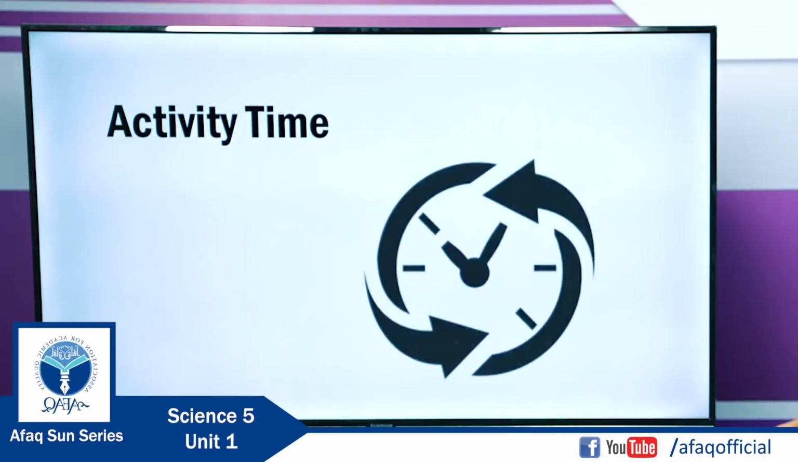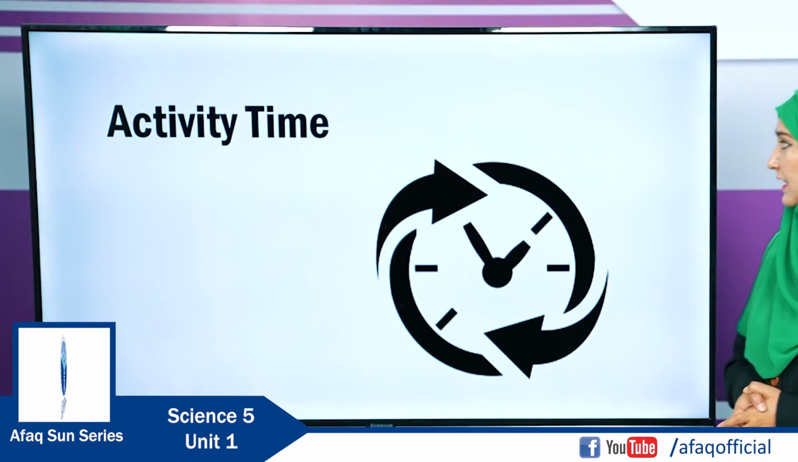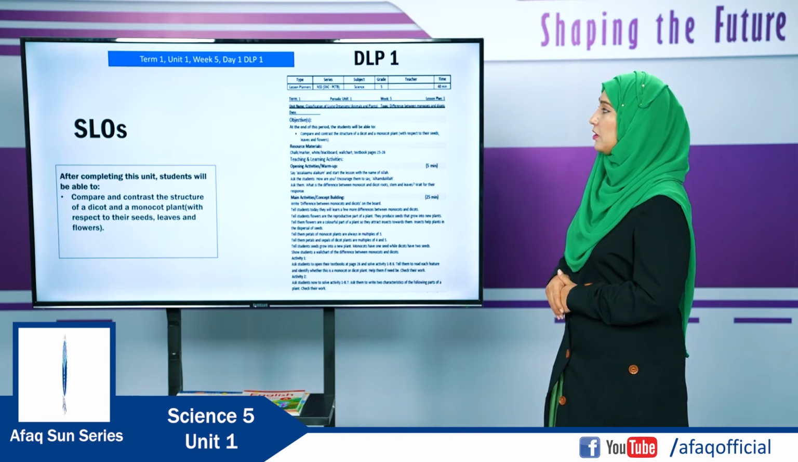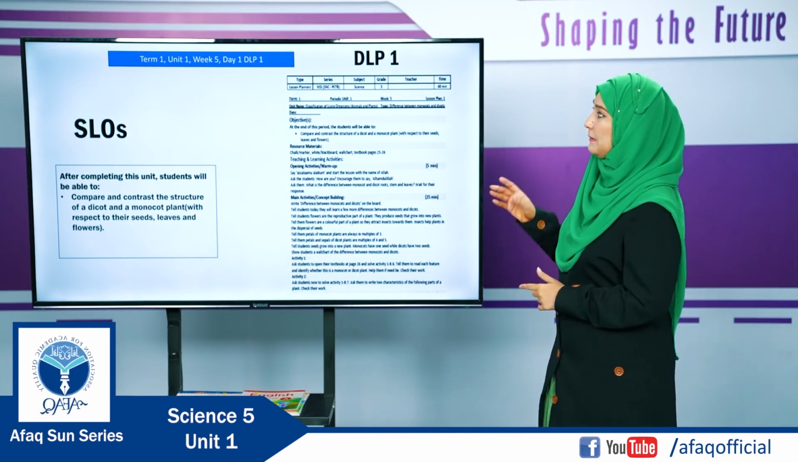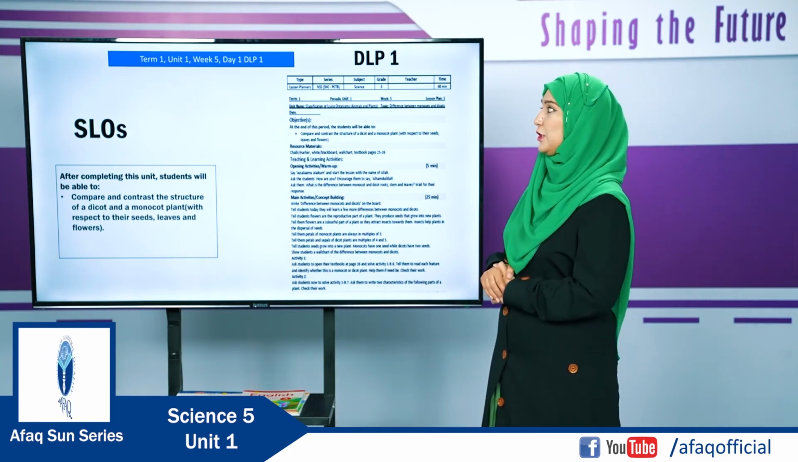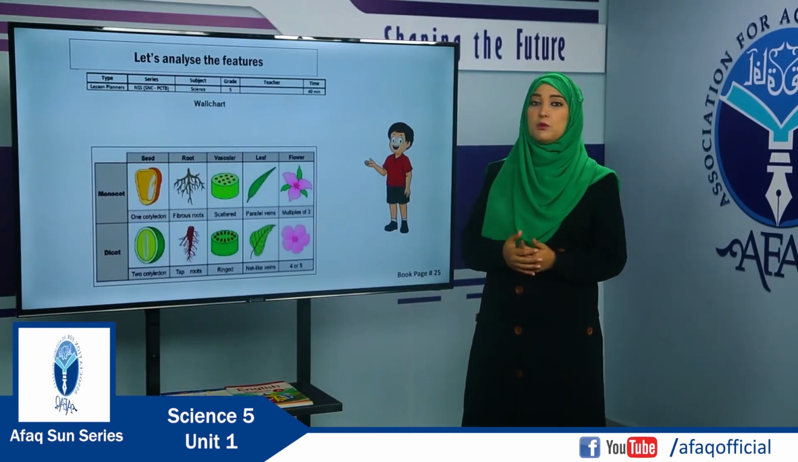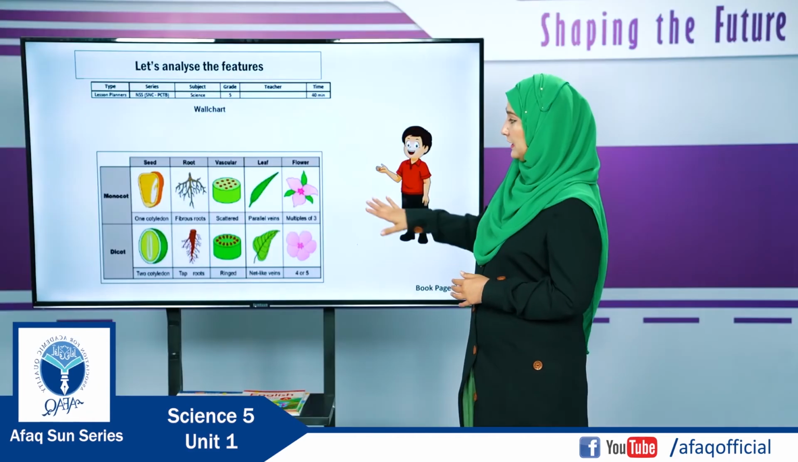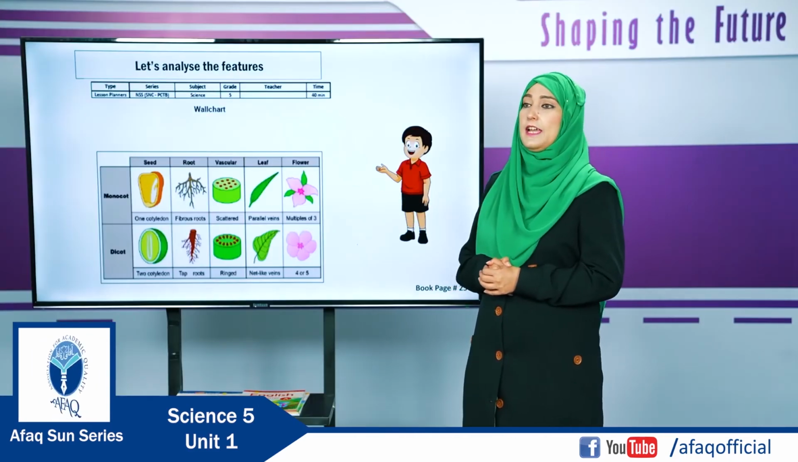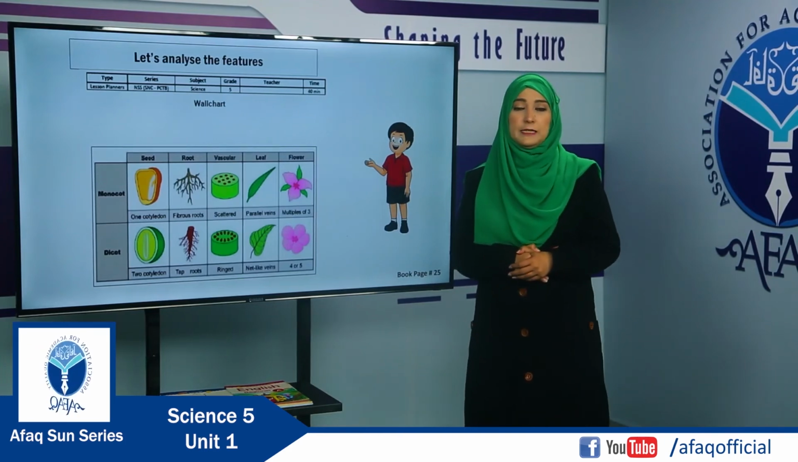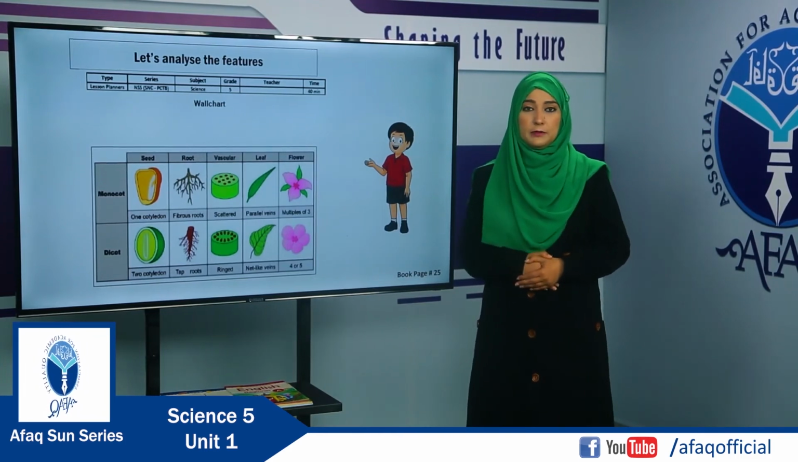It's activity time and we are moving to the next period. In this period, we are going to cover one SLO and the complete methodology to cover this SLO is given in DLP 1, Day 1, Week 5, Unit 1, Term 1. Dear teachers, we also provide flashcards and wall chart with our DLPs. Look at this wall chart, print it out and paste it in the class so that students can look at them on a daily basis and learn the concepts in a better way.